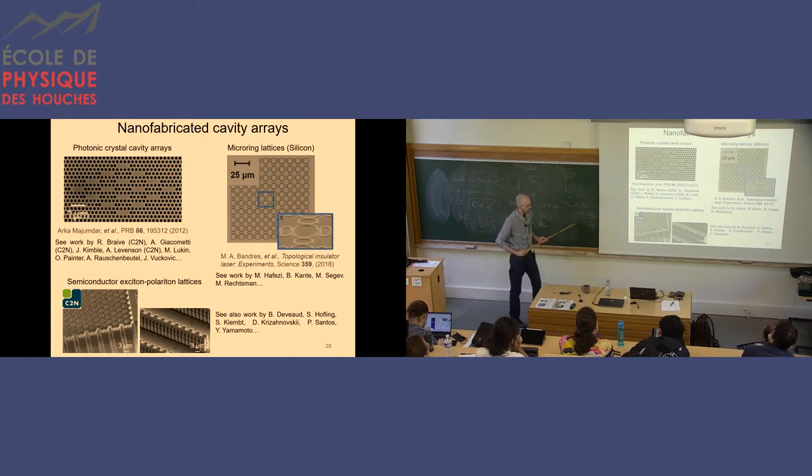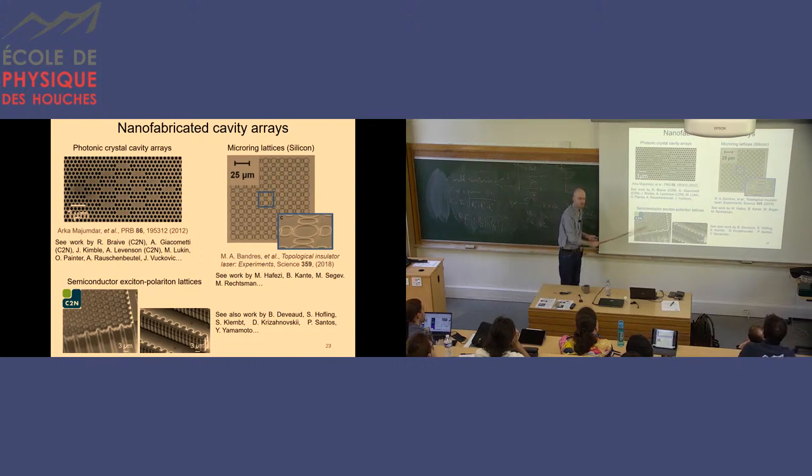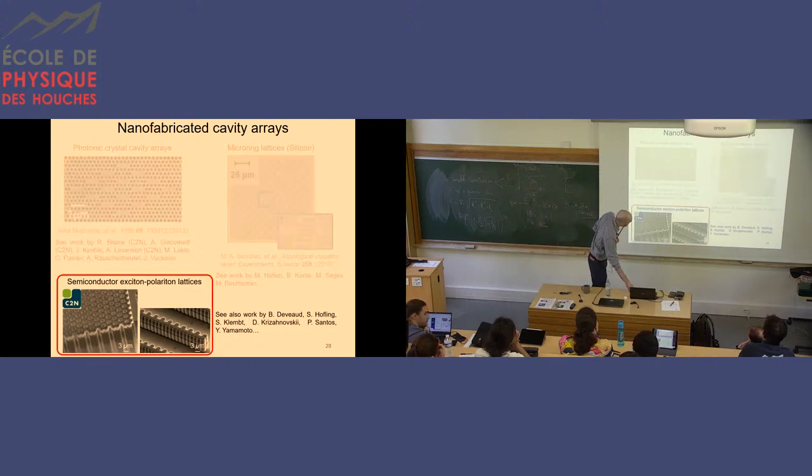I will dedicate the rest of the talk to this platform. So these are semiconductor exciton polariton lattices that we realize at C2N, and my plan is now to explain to you what exactly this kind of object is, how we realize it, and what properties they have.